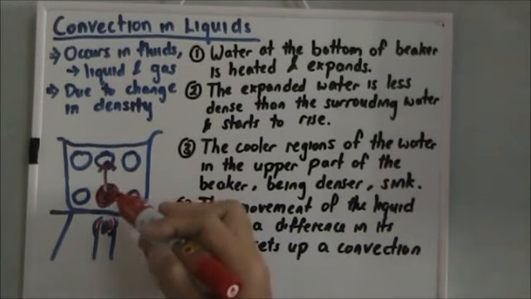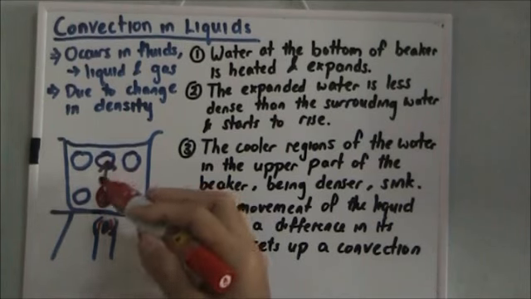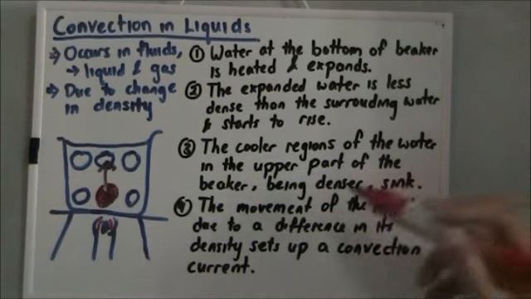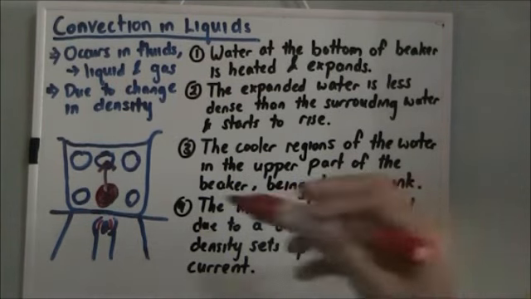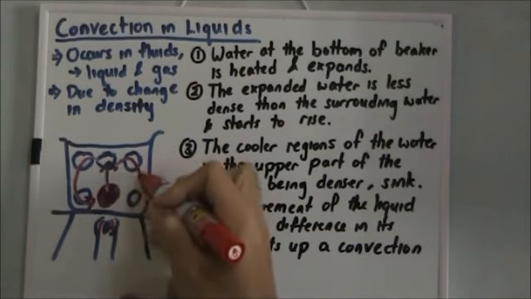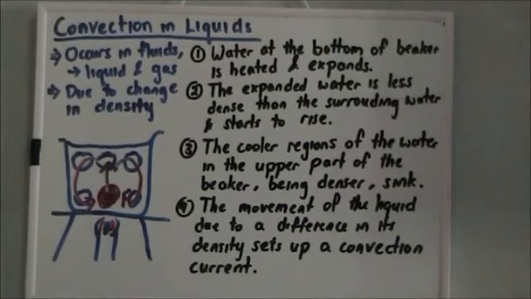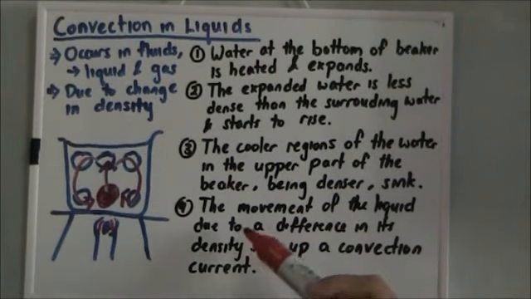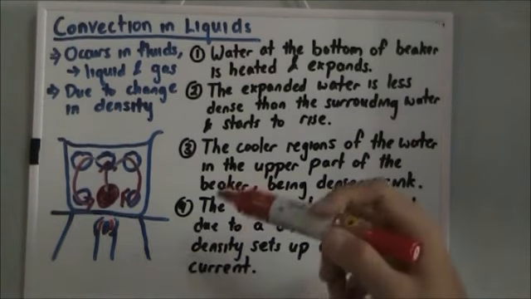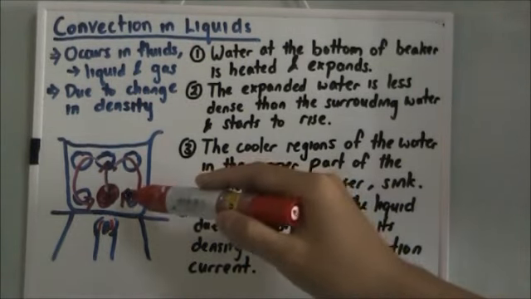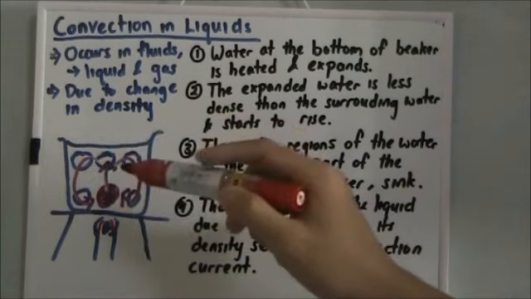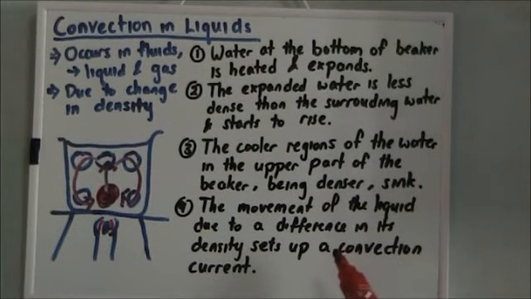When this expanded water rises, the cooler regions of water in the upper part of the beaker, being denser, will sink to take up the space that is left behind. And this movement of the liquid due to a difference in density sets up a convection current. To emphasize again, we can see that the water is moving in a circular pattern, and this movement is called a convection current.